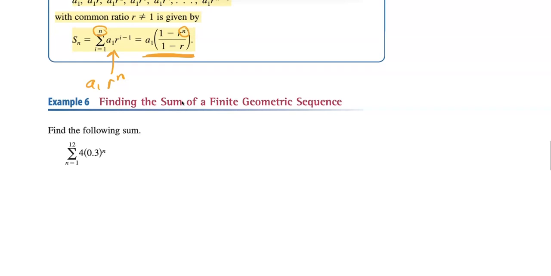So let's do a couple examples. This first one, the first thing I noticed is that it is a geometric sequence because it's in this setting. So it's geometric, and this is my a_1 right here.